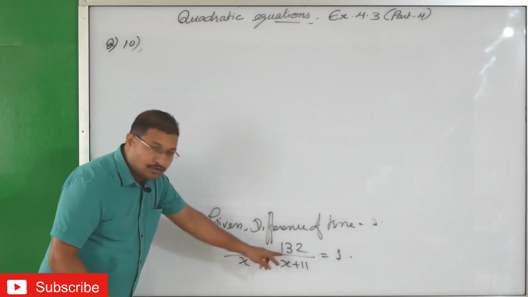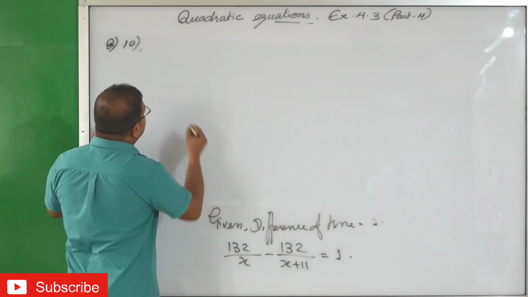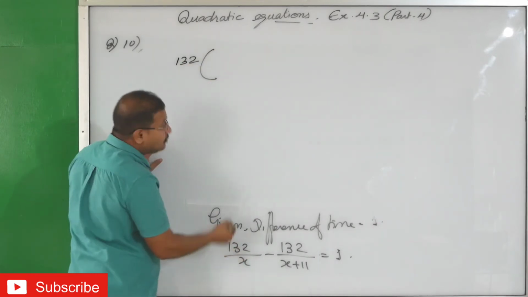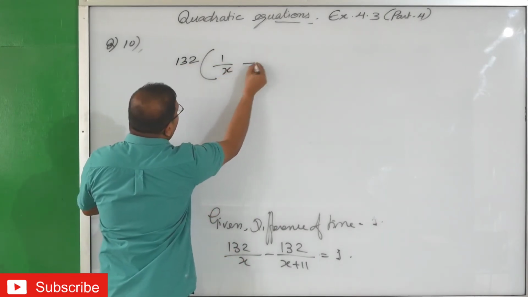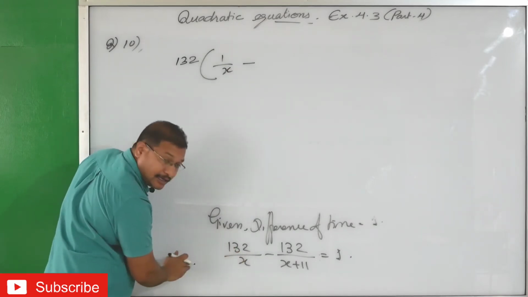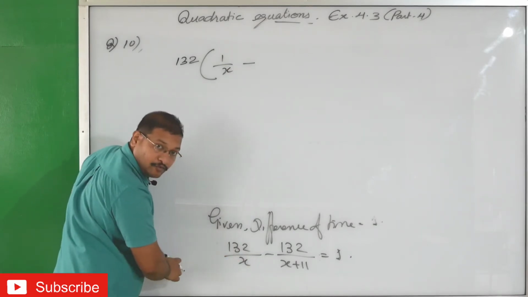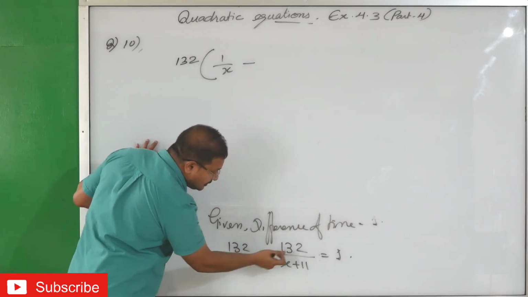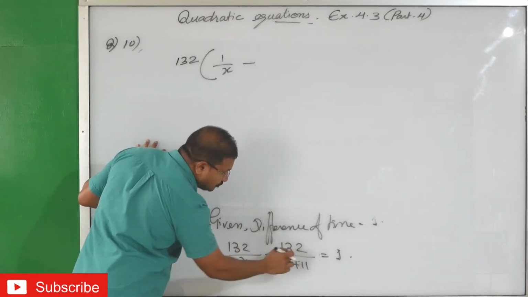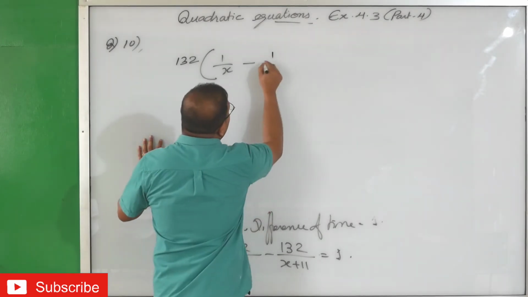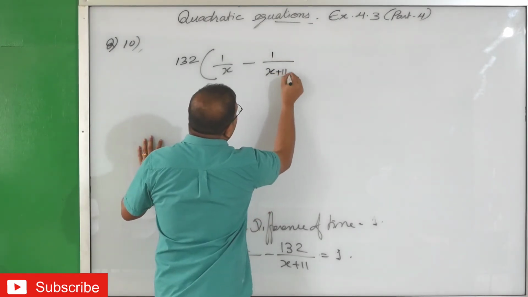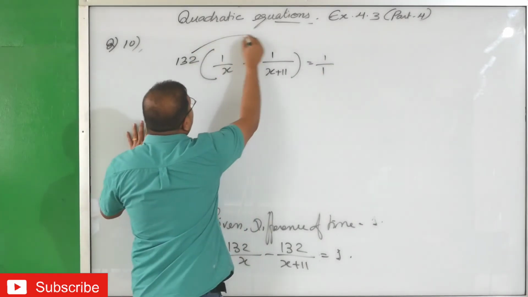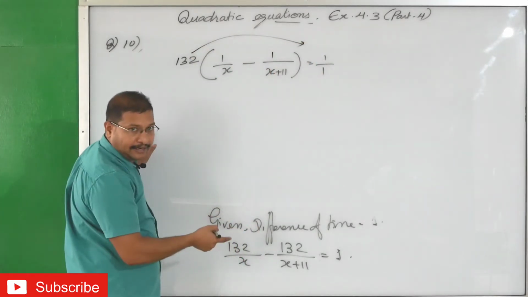Ready? Now from these two, I will take 132 outside. That means 132 bracket, 1 by x minus 1 by x plus 11 equals 1. The balance will be 1 in each, since 132 into 1 is 132. This 132 will carry to the next side, where it will be dividing, isn't it?